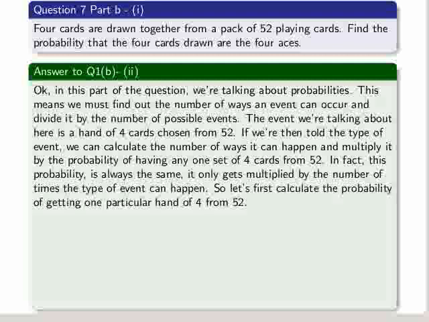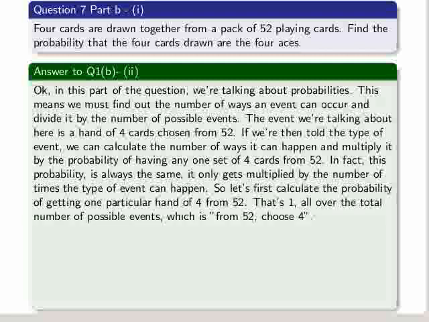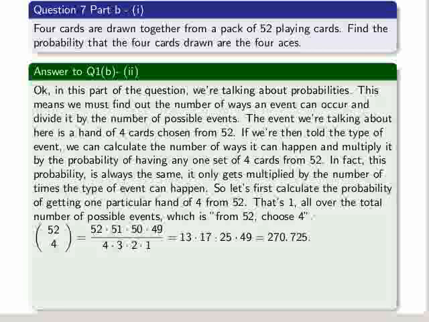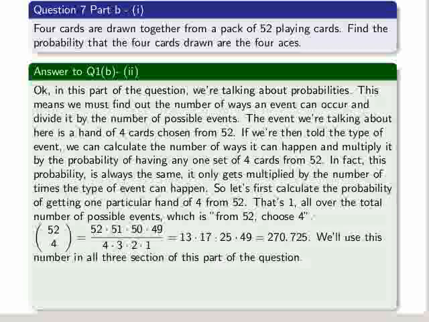It only gets multiplied by the number of times the type of event can happen. So let's first calculate the probability of getting one particular hand of 4 from 52. That's 1 all over the total number of possible events, which is 52 choose 4. Again, we expand out the factorials. We look for cancellations and we get 13 times 17 times 25 times 49, which is 270,725. We'll use this number in all 3 sections of this part of the question.